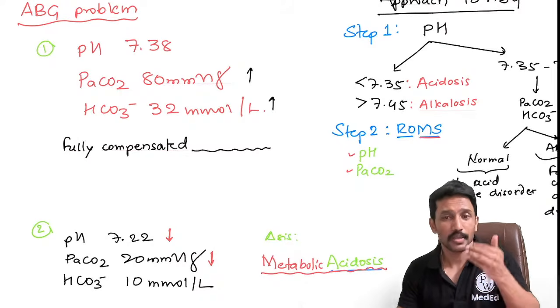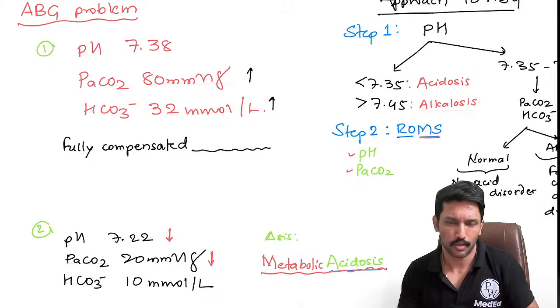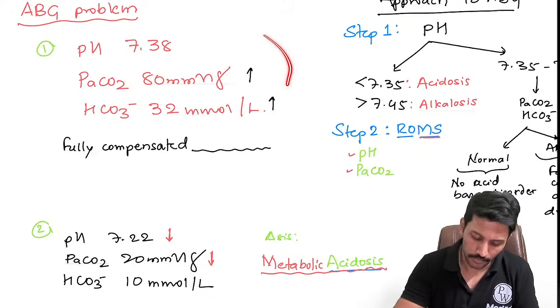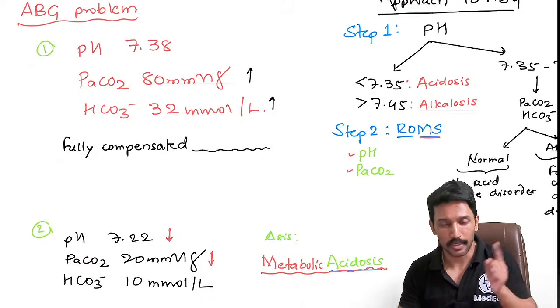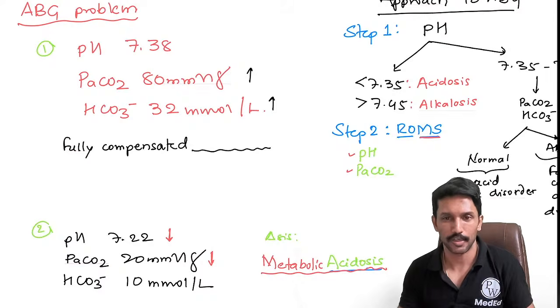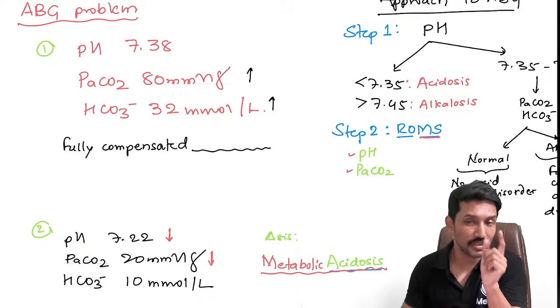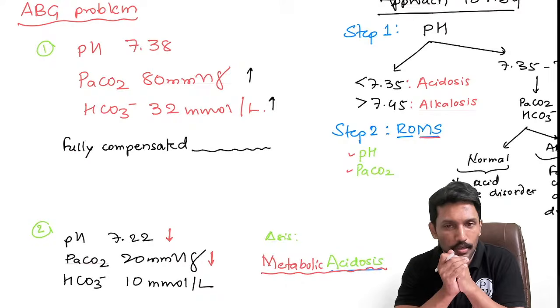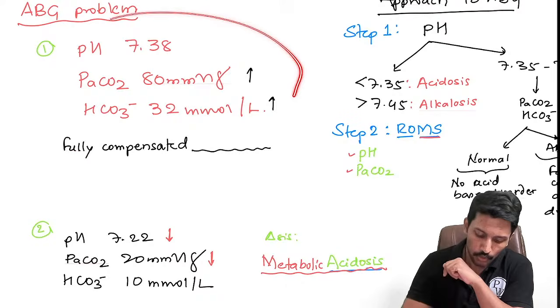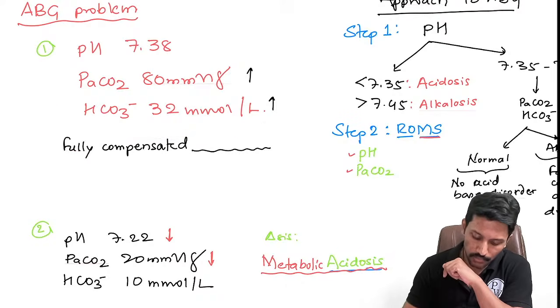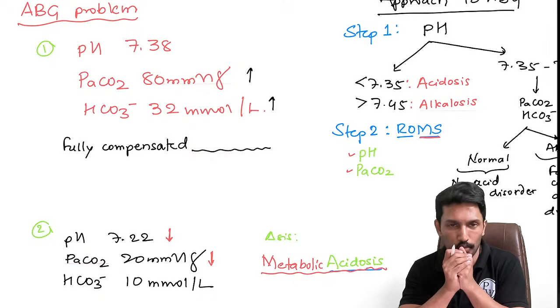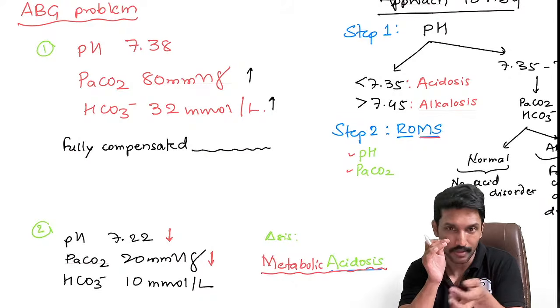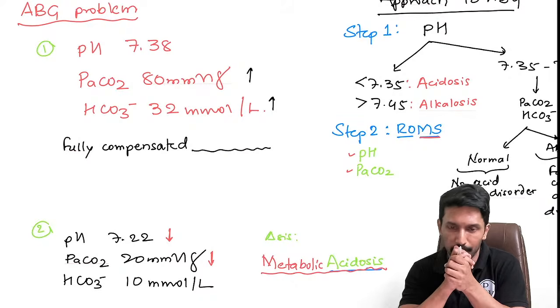In metabolic acidosis, they also ask a next level question. We will go there also. But before that, we will figure out this, because nowadays most questions on ABG are either metabolic acidosis with the calculation of anion gap, or it is a compensated acidosis or alkalosis. So now how will I decide? Here we have fully compensated. First thing I have to decide is acidosis or alkalosis. Second, I have to decide whether it is metabolic or respiratory.